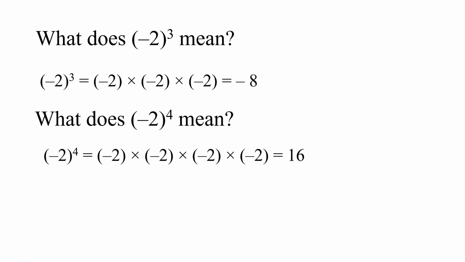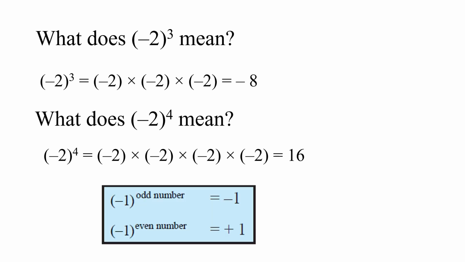Let us know about the meaning of minus 2 to the power of 4. Minus 2 to the power of 4 is equal to minus 2 into minus 2 into minus 2 into minus 2. Therefore, minus into minus is plus, then plus into minus is minus, and minus into minus is plus again. Minus 2 to the power of 4 gives us plus 16. Here in this case, minus 2 to the power of 3 gives us minus 8.